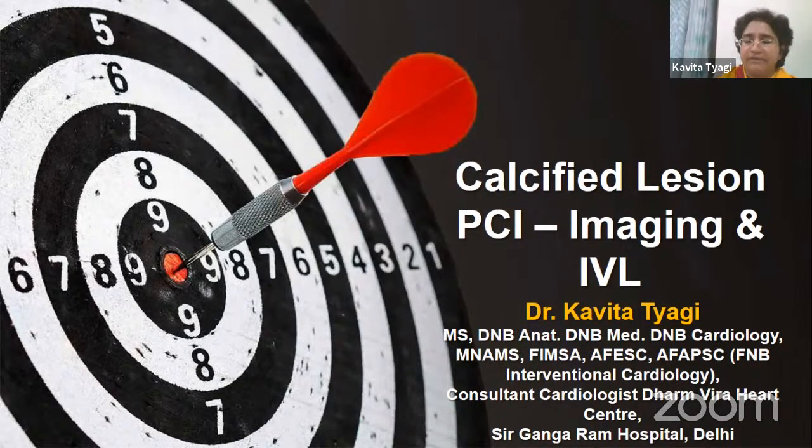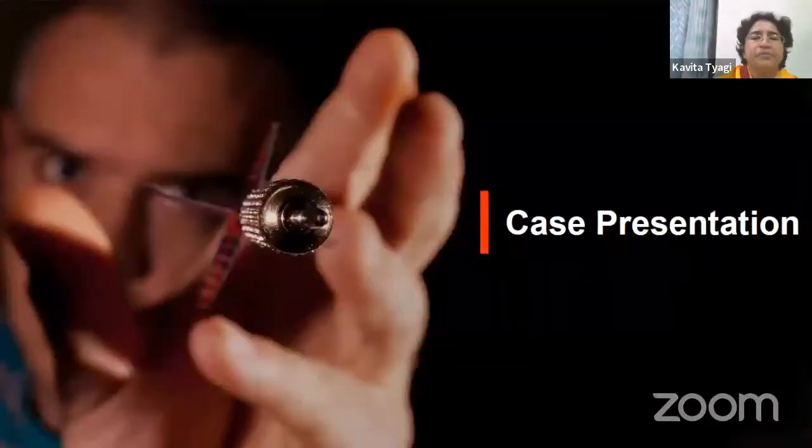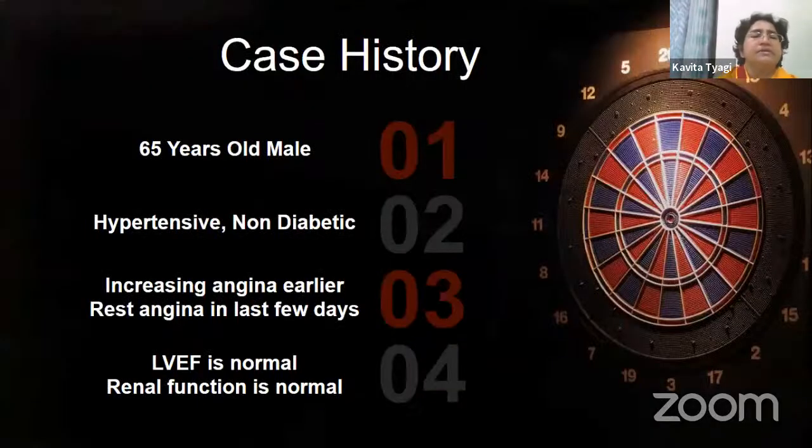Good evening, everyone. Thank you so much for inviting me. I'll be talking about a case of calcified stenosis angioplasty with the help of imaging and intravascular lithotripsy. Next. So, coming to my case, a 65-year-old male, hypertensive, not diabetic, and he had increasing angina, rest angina in the last few days. LVF is normal and renal function is also normal.